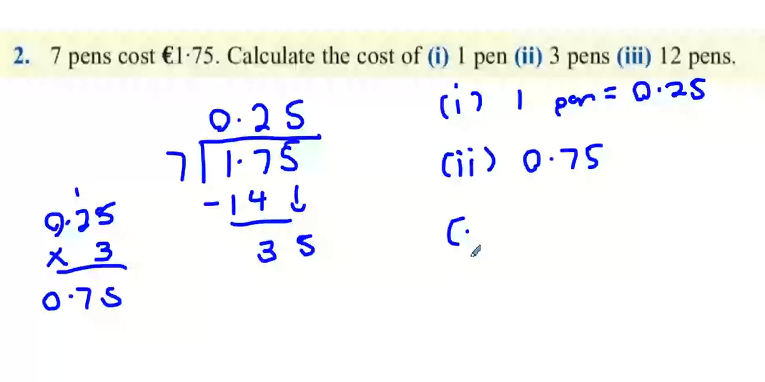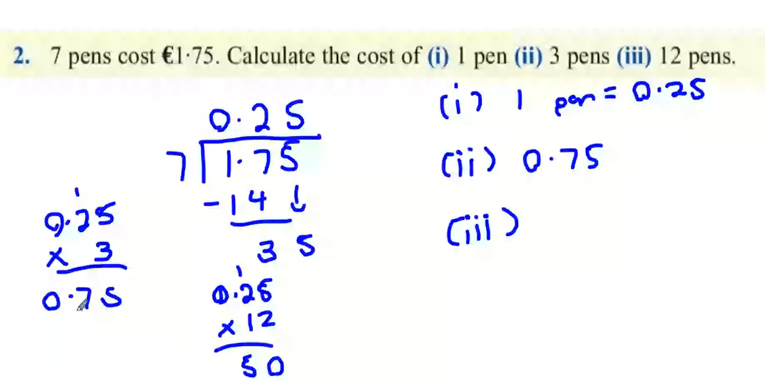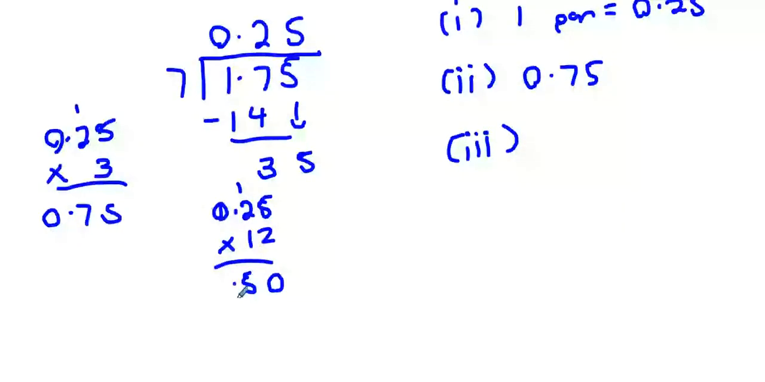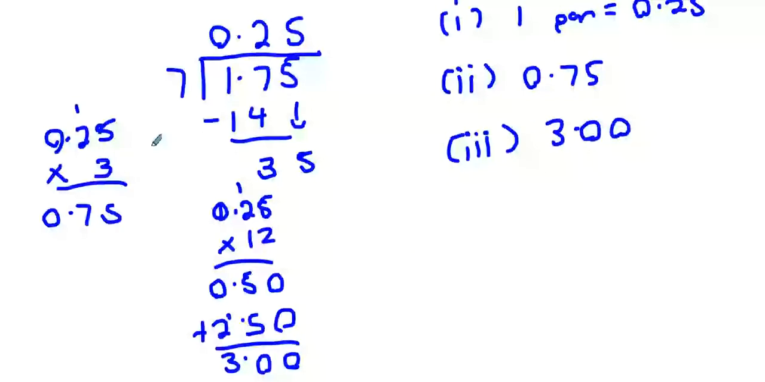And finally, part 3, 12 pens. So 0.25 multiplied by 12. 2 times 5 is 10, so 0, carry the 1. 2 times 2 is 4, plus 1 is 5. Okay, that's 50 cents. And then put a 0 because you're multiplying by 10. So 1 times 5 is 5, and then 1 times 2 is 2, that's 250. Add them together and you get 50 cents plus 50 cents is €1. Carry the 1. So we get €3 for the 12 pens there. Okay. Happy days.